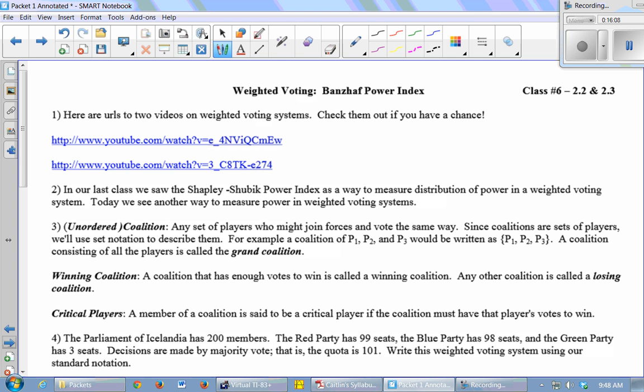All right, so last class we saw the Shapley-Shubik power index as a way to measure distribution of power in a weighted voting system. Today we're going to see another way to measure power.